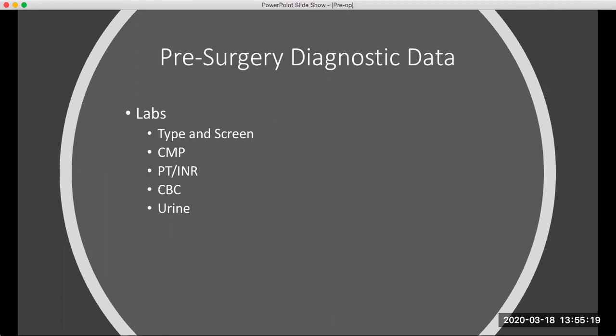Anything that's abnormal, we need to understand why it's abnormal and if we're okay with it being abnormal. Is it something that we're expecting? Does this patient have renal failure? We're expecting their BUN and creatinine to be elevated. Are they going to surgery because they're losing blood, so their hemoglobin's going to be low? Whatever. But we need to understand what's going on with those different labs.